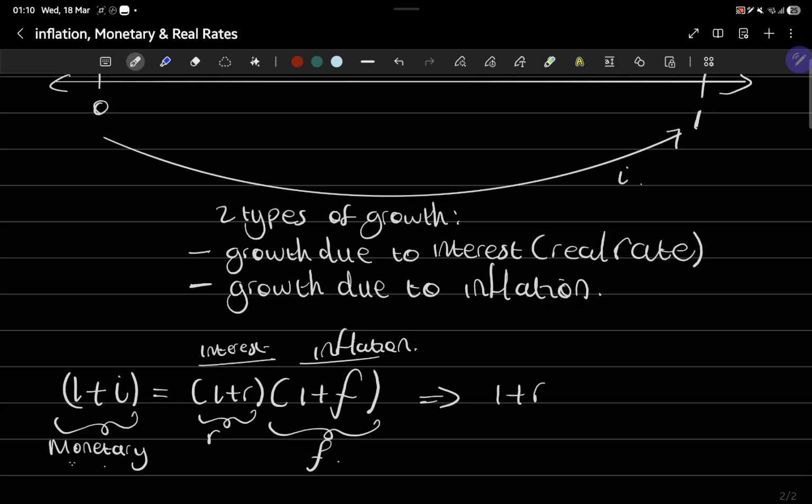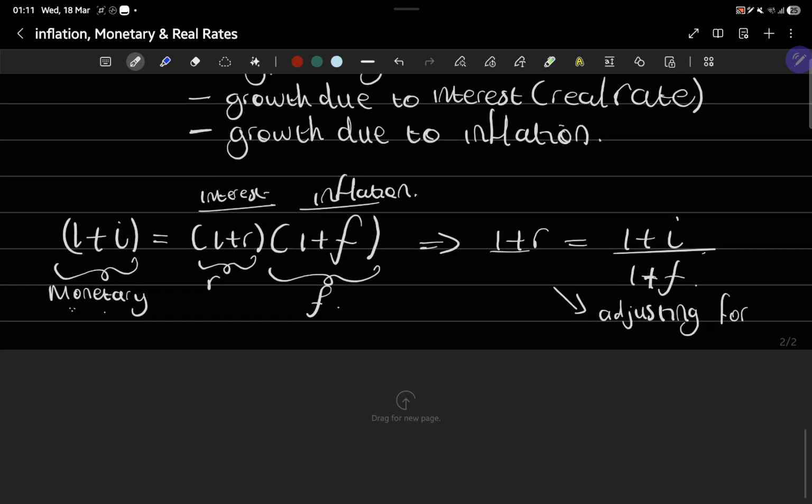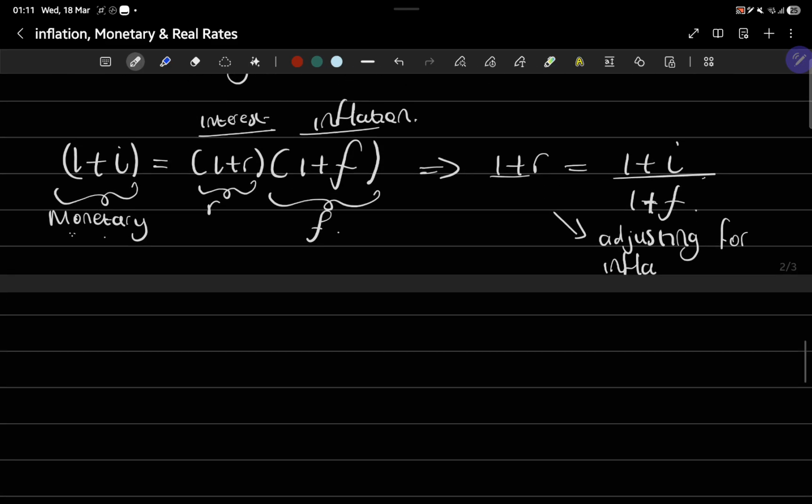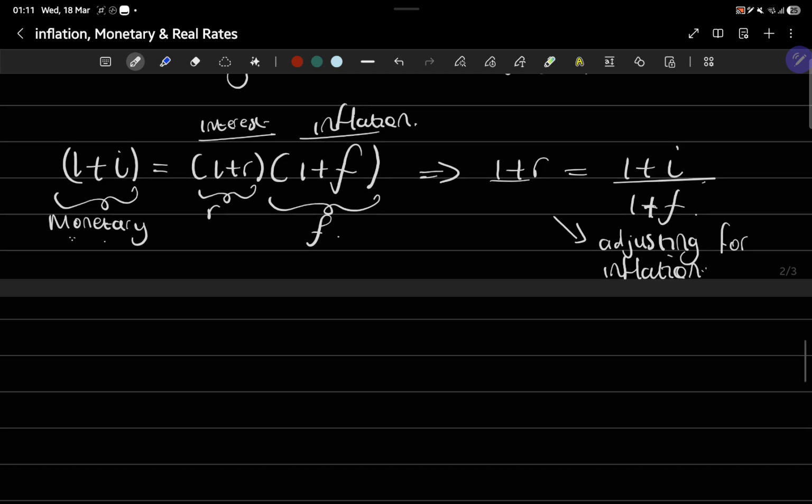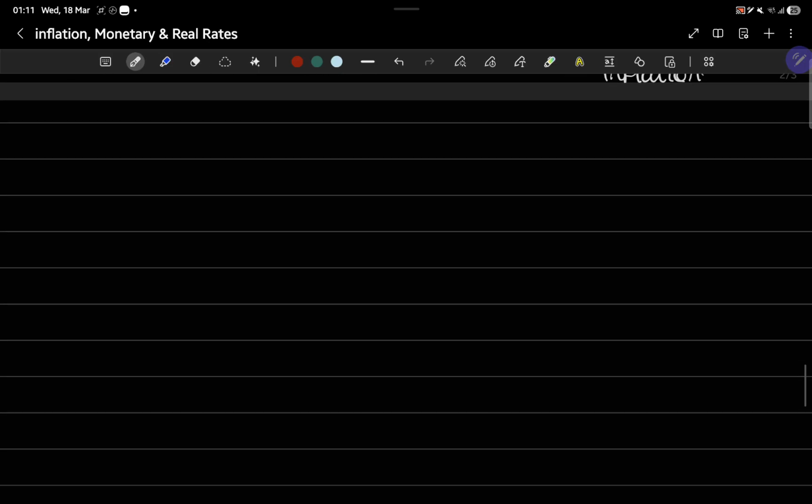From this relationship, we can see that if you want to accumulate using the real rate, you accumulate using the monetary rate and you divide it by the accumulation factor for inflation. In other words, this is adjusting for inflation. Okay, cool. So I hope you understand what we've done so far. Now we're going to look at different methods of measuring inflation growth.